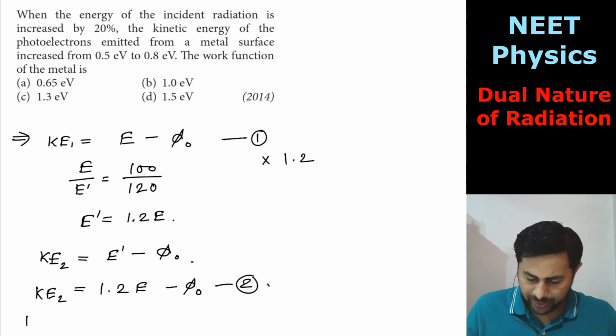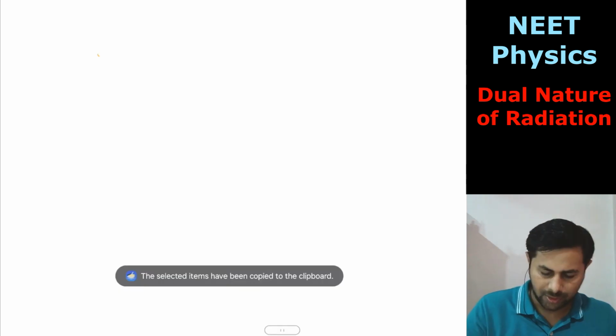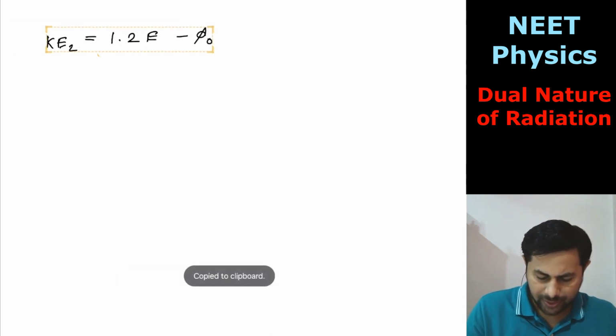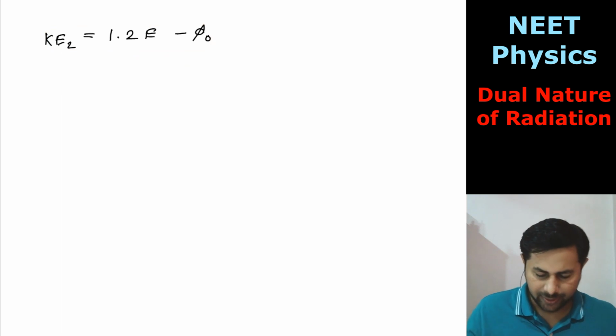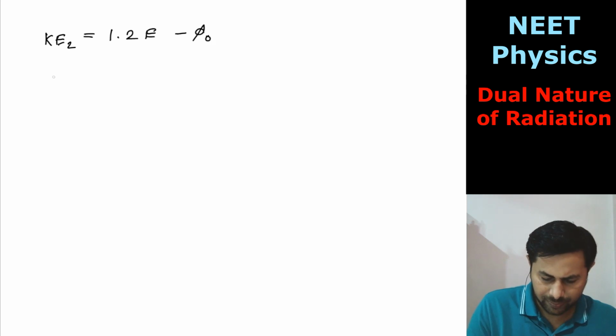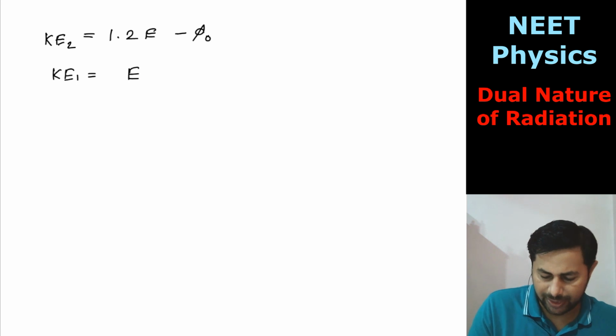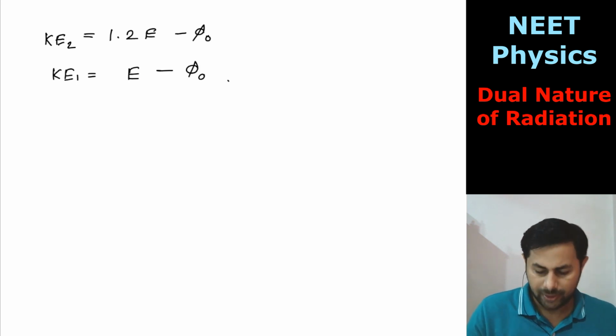So what do I get? 1.2 times Ke1, we'll substitute the values, is equal to 1.2 times E minus 1.2 times phi naught. Okay, so we have this equation. Ke2 is equal to 1.2 times E minus phi naught, and Ke1 is equal to E minus phi naught. So just multiply this second equation with 1.2.